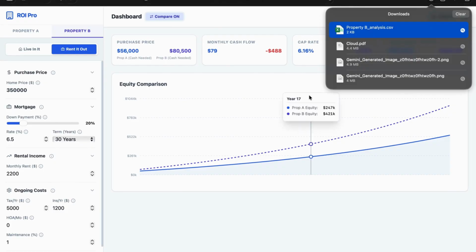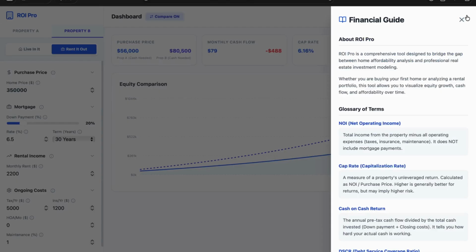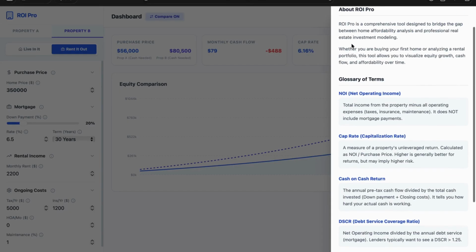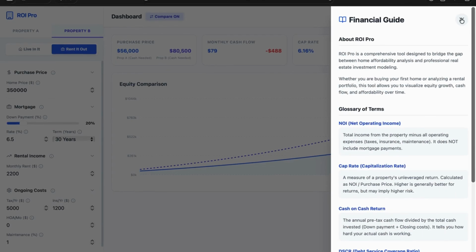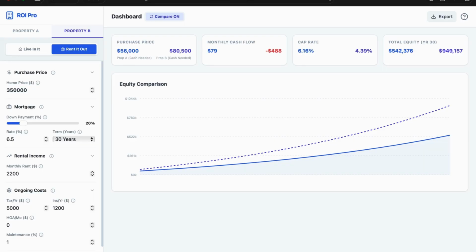Finally, if you run into unfamiliar terms, click the light bulb icon. The built-in financial guide explains complex metrics like NOI and cap rate, ensuring you understand exactly what the numbers mean. ROI Pro, smarter real estate analysis, simplified.